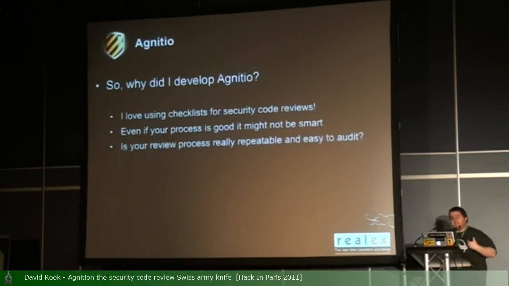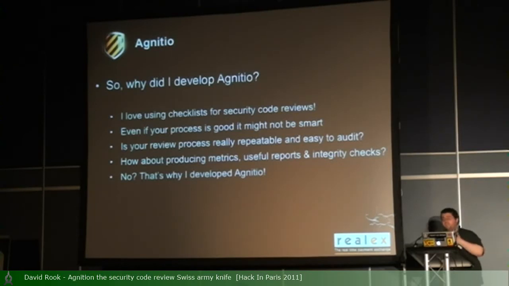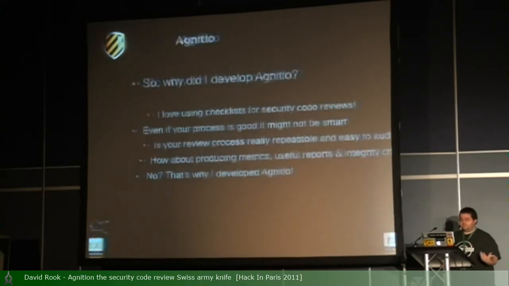And when I started asking myself questions, particularly two on the screen here: was the process really easy to use? Was it easy to be a part of? Was it easily repeatable? Was it easy to audit? Was it easy to produce metrics? Or were we kidding ourselves in saying that we could produce metrics? Could it produce reports? Could it do integrity checks? Well, the answer for me was no at the time. I needed something to make that good review process smart.